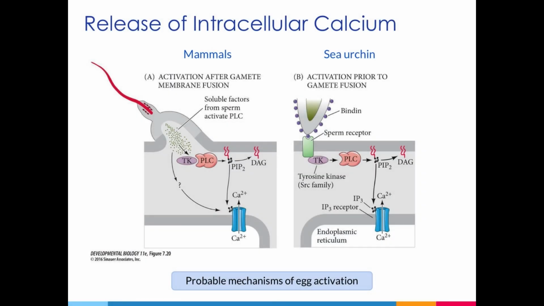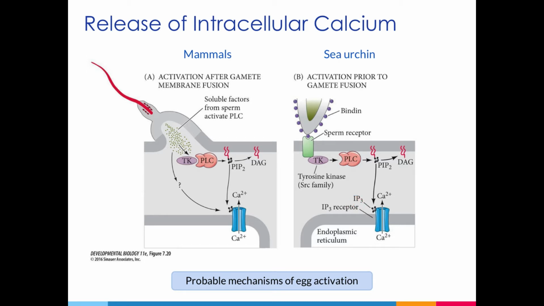And this increase in calcium concentration is most likely to be mediated by the activation of an enzyme known as phospholipase C. In both mammals and sea urchin, this enzyme is activated as a result of either the binding of the sperm or the entry of the sperm into the egg. This enzyme cleaves a phospholipid at the plasma membrane into diacylglycerol and IP3, and these are second messenger molecules. Remember that second messengers are intracellular molecules that can activate other proteins.